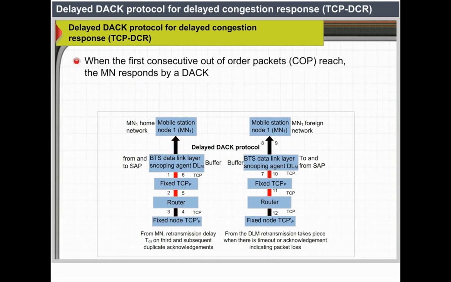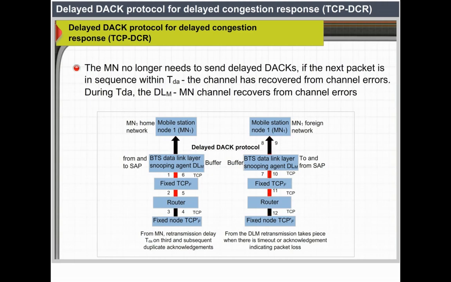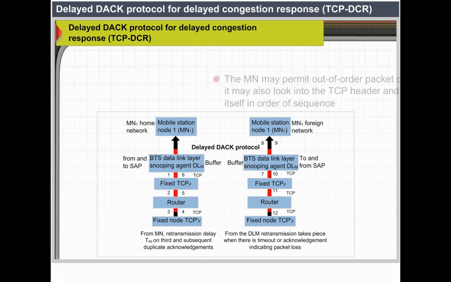When the first consecutive out-of-order packets COP reach, the MN responds by a DACK. When further consecutive out-of-order packets reach, each DACK is delayed by a period equal to TDA. The MN no longer needs to send delayed DACKs if the next packet is in sequence within TDA, meaning the channel has recovered from channel errors. During TDA, the DLM MN channel recovers from channel errors.